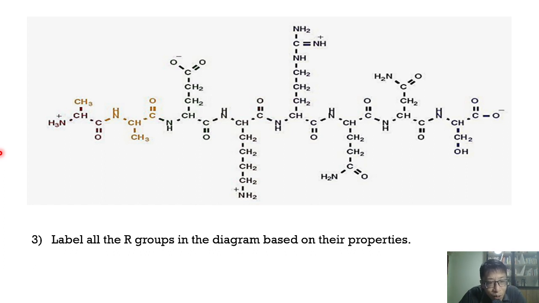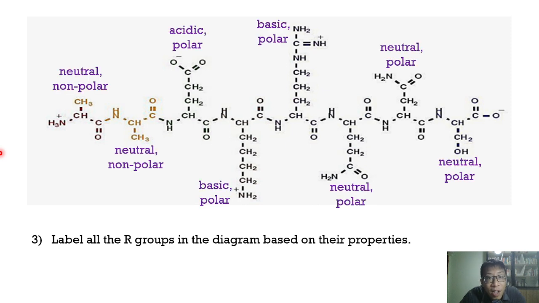Next is to look at the properties of the R groups. You don't have to refer to the notes, because again, you should be able to look at the R groups and deduce their properties. So this would be the answer. Uncharged, so neutral, only got C and H, so non-polar.